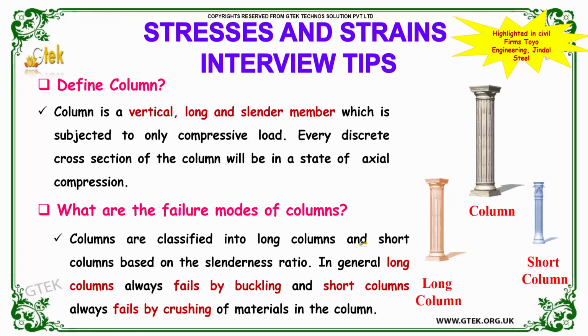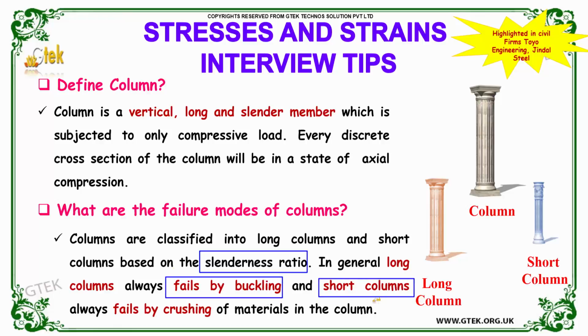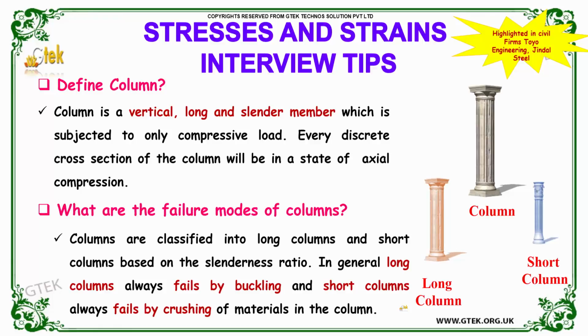What are the failure modes of columns? The answer is, columns are classified into long columns and short columns based on the slenderness ratio. In general, long columns always fail by buckling and short columns always fail by crushing of the materials in the column. So these are the failure modes of columns.